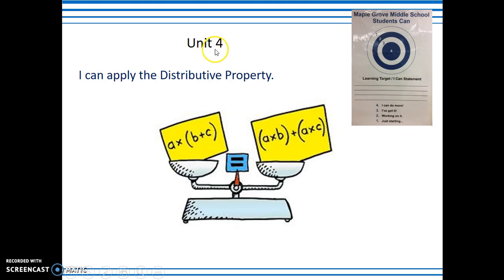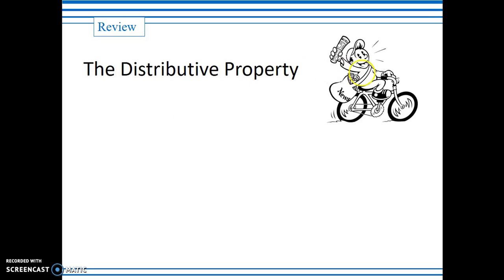Hello, this is Unit 4, and on Day 2 we're going to continue to apply the distributive property. Today we're going to review what we did yesterday, and we're going to extend it by inserting a variable into our expression. So let's start by reviewing what distribute means.